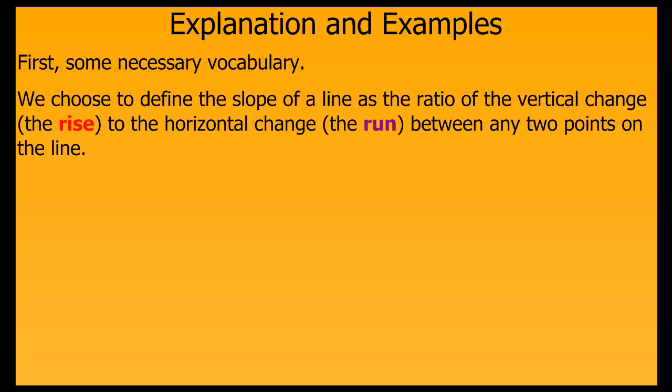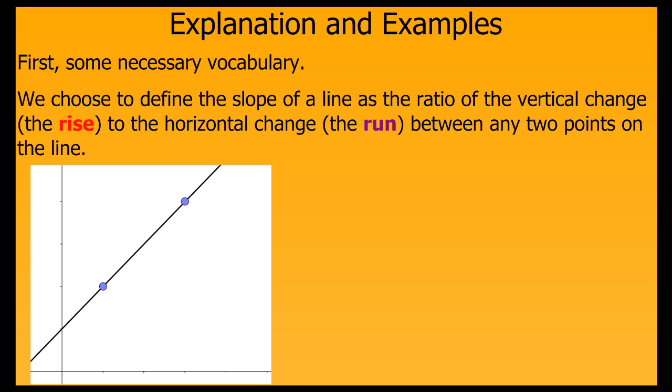Mathematicians define slope as the ratio of the vertical change to the horizontal change between any 2 points on a line. Instead of saying vertical change, we often say rise. And instead of saying horizontal change, we often say run. That's just a little easier to say.